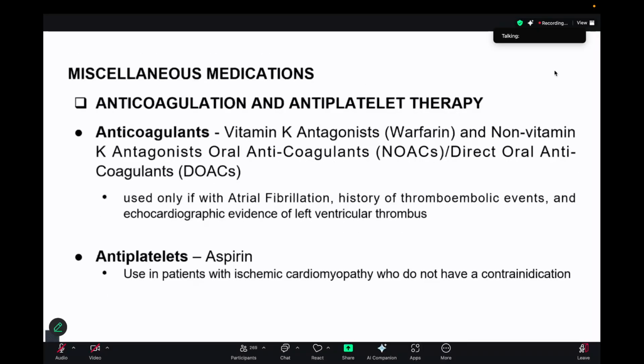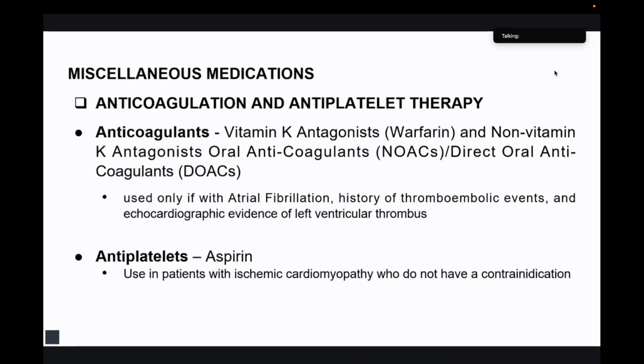HFrEF is accompanied by a hypercoagulable state, and therefore these patients are at high risk of having a thromboembolic event such as stroke, pulmonary embolism, and peripheral artery embolism. Hence, in HFrEF management, some patients may require anticoagulation, such as the use of a vitamin K antagonist such as warfarin, or non-vitamin K antagonist oral anticoagulants, what we call direct oral anticoagulants.